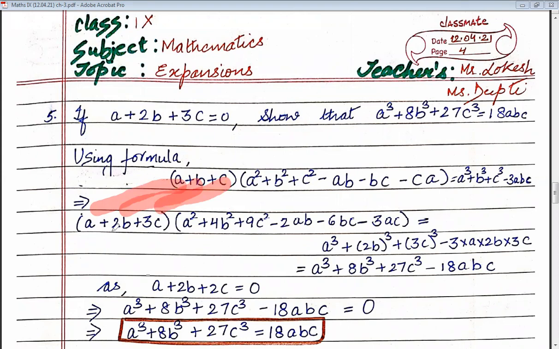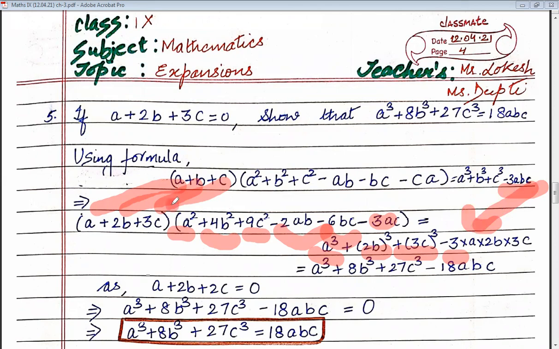So now, children, let's apply the formula. A plus 2b plus 3c times a square plus 2b whole square plus 3c whole square, then minus ab minus bc minus ca will be equal to a cube plus 2b whole cube plus 3c whole cube, and the formula is minus 3abc, and here it's minus 3 into a into 2b into 3c.